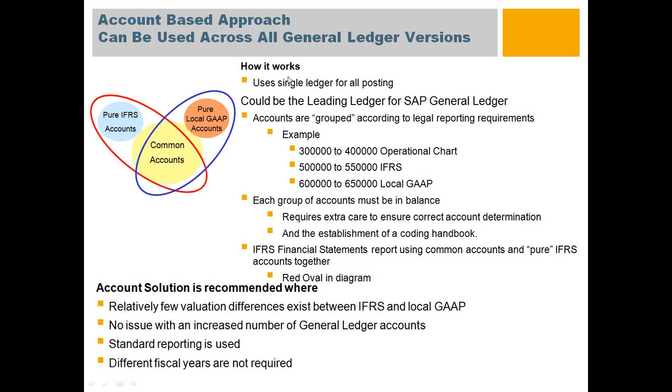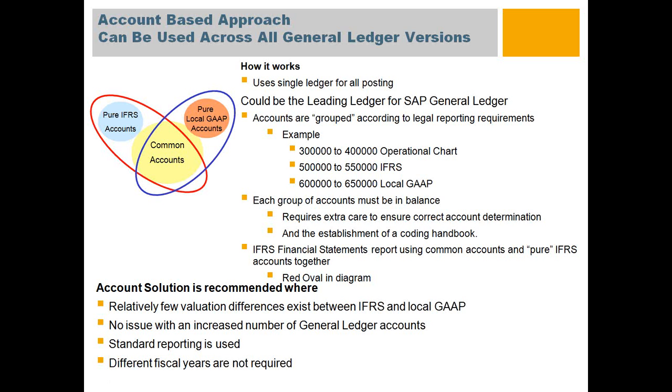So this is how the account-based approach works. It uses a single ledger, meaning just one chart of accounts, which could be the leading ledger for SAP general ledger accounts. Accounts are grouped according to the legal requirements. So 3000 to 4000 would be the operational chart of accounts, 5000 to 5500 IFRS, 6000 to 6500 local GAAP. If your accounting requirements only have GAAP impact, you would post to GAAP. If they only have IFRS requirements, you would post to IFRS. You have a common set of GL accounts, pure GAAP accounts, and pure IFRS accounts.